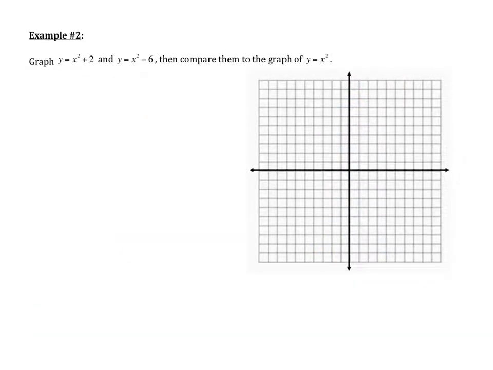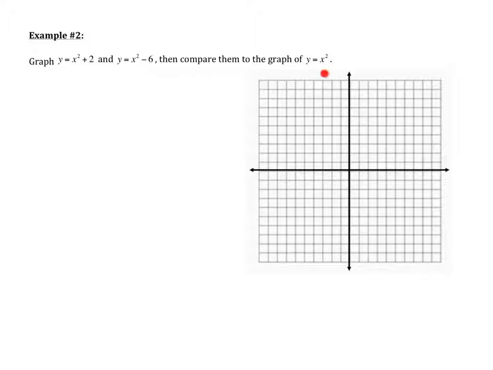In example 2, we're going to graph y equals x squared plus 2 and y equals x squared minus 6, and then compare them to the graph of y equals x squared. So basically, we're just taking our parent function, x squared, adding 2 to it on the outside and subtracting 6 on the outside to see what happens to our original parent function of y equals x squared.